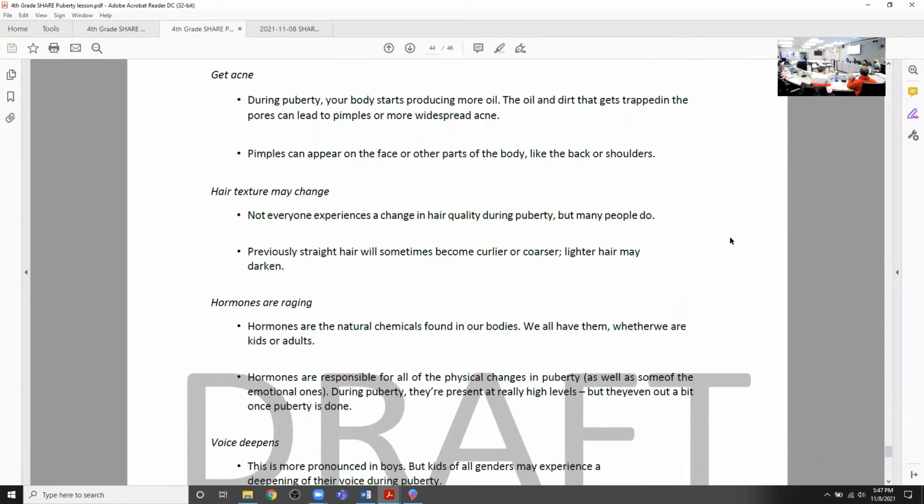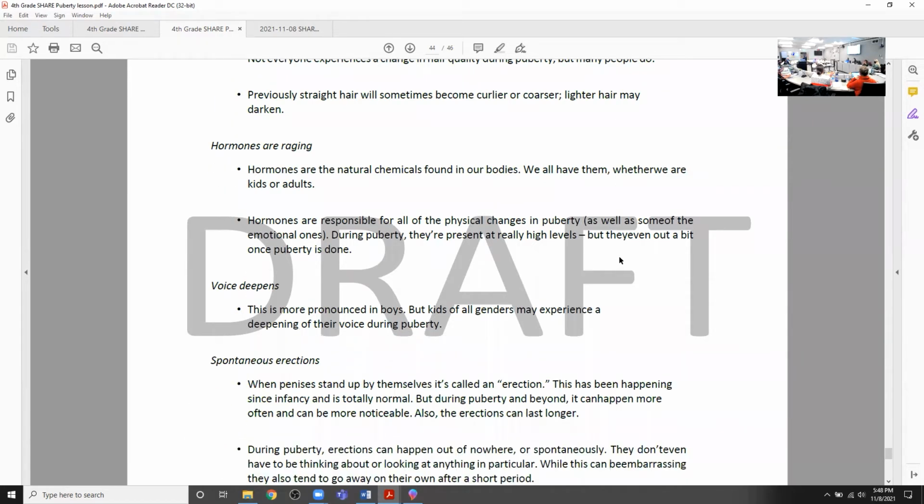Getting acne: pimples can appear on the face or other parts of the body, like the back or shoulders. I'm just kind of skipping around on these parts. Hair texture may change, and I do not include that as part of the activity. I just left that one out, but I thought it was a good teacher point if somebody were to ask a question, some guidance.